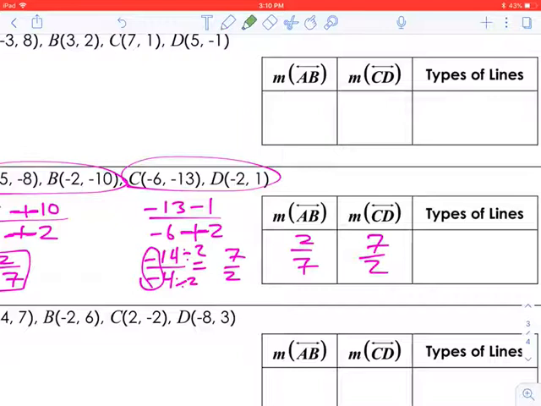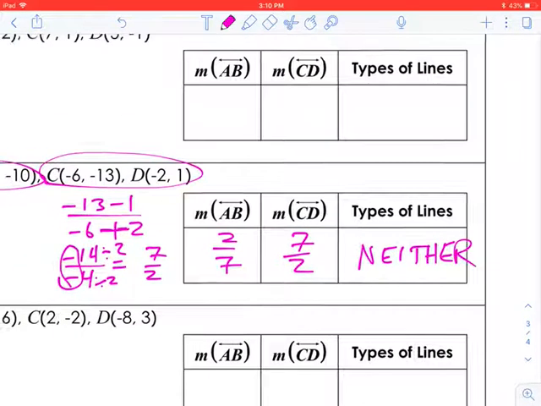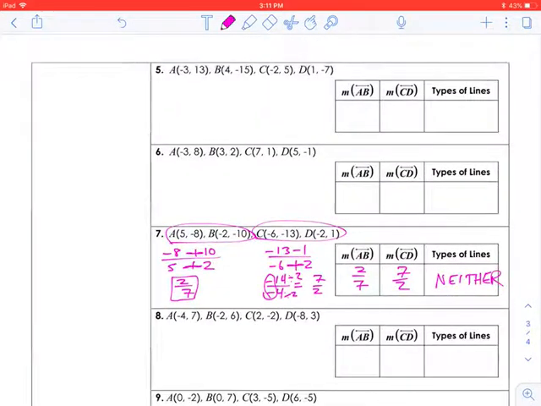Now look at what's going on here. We have 2 over 7, 7 over 2. So it is flipped, but it did not switch signs. So although it looks like it might be perpendicular, it is neither because they didn't switch signs. If this was negative and positive, it would be perpendicular, but in this case it's not. Okay, so that's perpendicular and parallel.